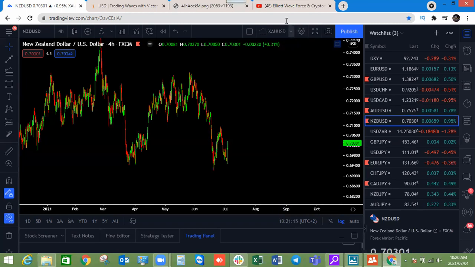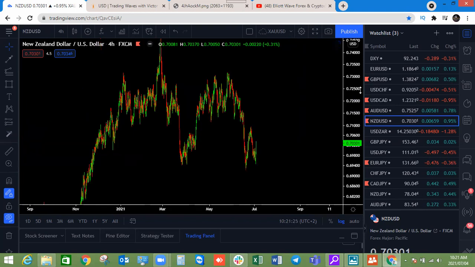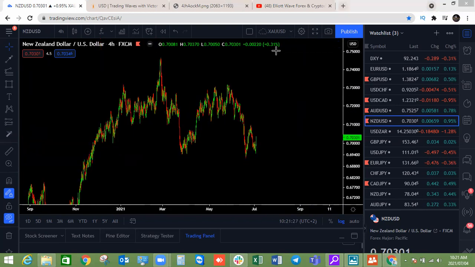So New Zealand is pulling back already with a structure like this. So we are going to expect a similar move to that. New Zealand is clearly incomplete, but AUD looks complete. Right, so let's have a look at New Zealand. Why am I saying New Zealand is incomplete?